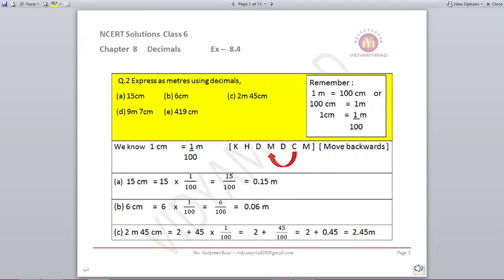Second, 6 centimeters. So 1 centimeter is 1 upon 100. 6 centimeters will be 6 multiplied by 1 upon 100, which is 6 upon 100. My answer is 0.06 meters. C part, 2 meters 45 centimeters. Now 2 meters will remain as 2. For 45 centimeters I have to divide it by 100. That becomes 2 plus 45 upon 100, which means 2 plus 0.45, that is 2.45 meters.